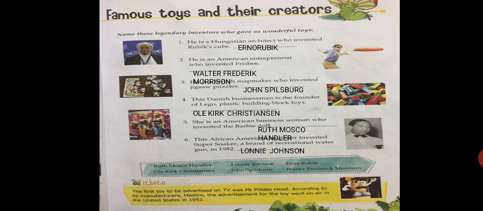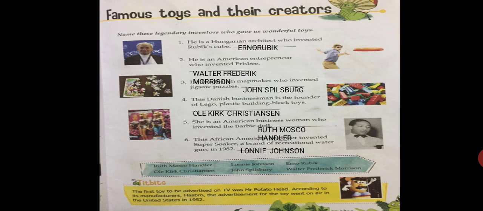Number one, he is a Hungarian architect who invented Rubik's Cube. The world famous Rubik's Cube is invented by one Hungarian architect. What is his actual name? His name is Erno Rubik. From that Rubik part only, the toy got the name Rubik's Cube.